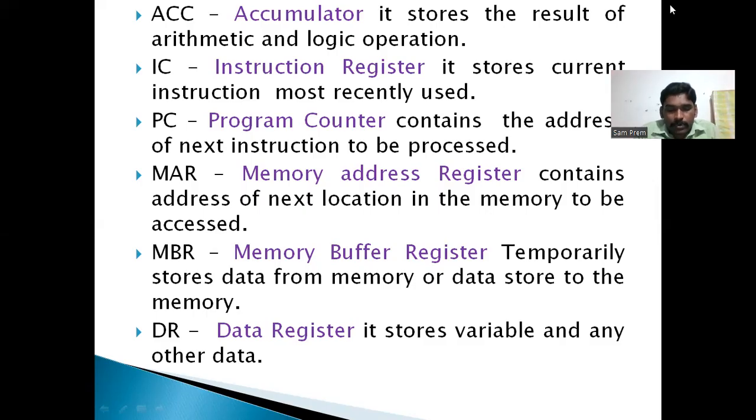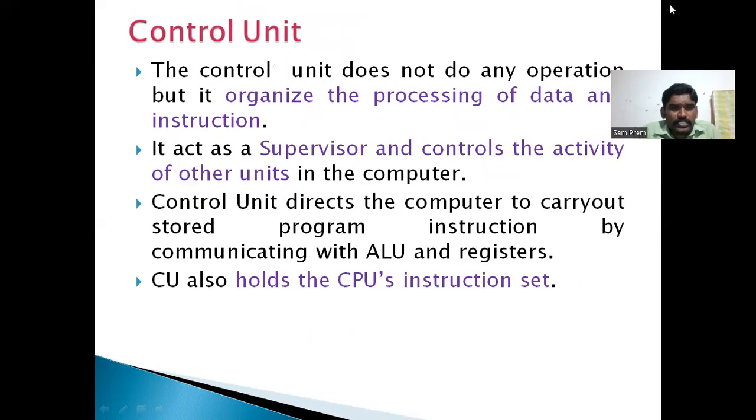DR is another register. And then next one, control unit. The control unit is nothing but the unit that controls the entire activities in the system. That means it does not do any operations, but it organizes the processing of data and instructions. It acts as a supervisor and controls the activity of other units in the computer. The control unit directs the computer to carry out stored program instructions by communicating with the arithmetic logical unit and registers. The CPU also holds the CPU's instruction sets.